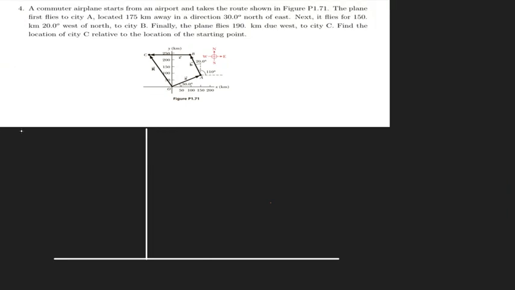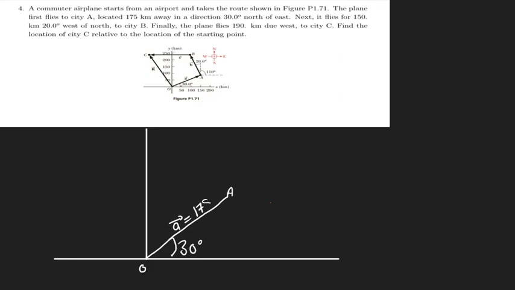These are questions that you are supposed to simplify. Notice that we've got a journey from where our origin is. We have been told that this guy moved in this direction, and they are calling it vector A. So if this is our point A, we have been given 30 degrees, and the plane first flies to city A located 175 kilometers away.